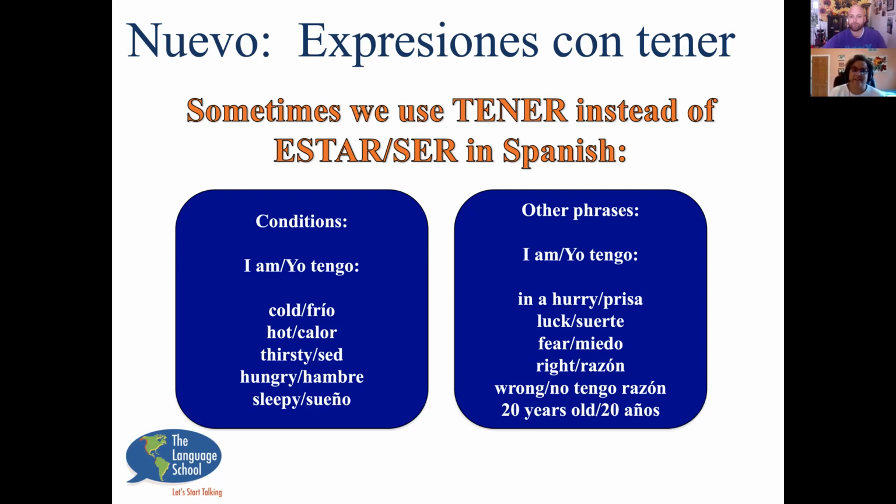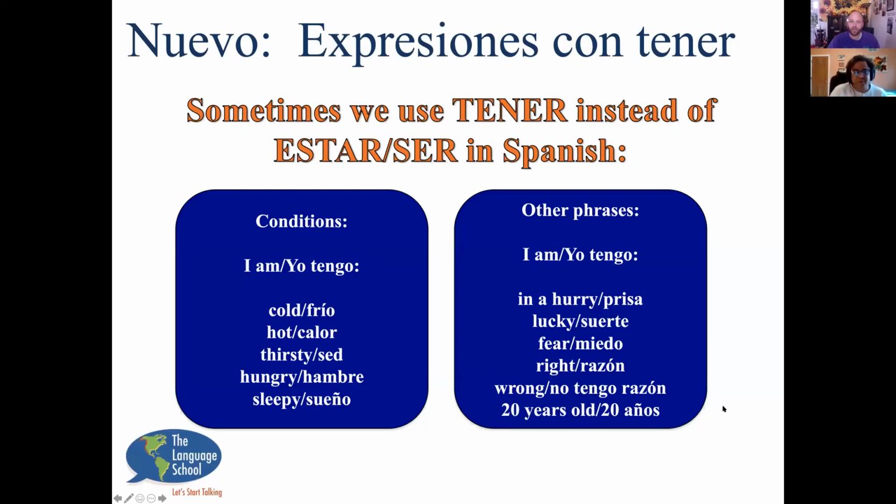Other common phrases here would be to say tengo prisa. That's a phrasal thing. It means I'm in a hurry. Tengo suerte is I am lucky, right? We would say I am lucky in English, and that's written the wrong way on the slide. It's I am luck. It should say I am lucky.